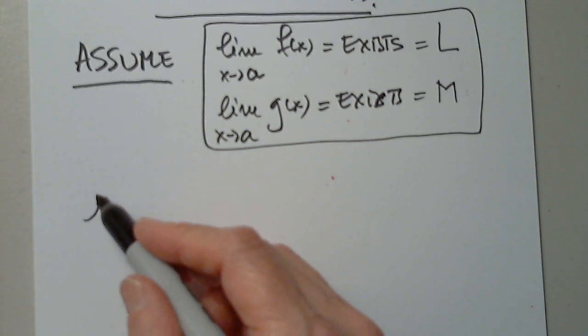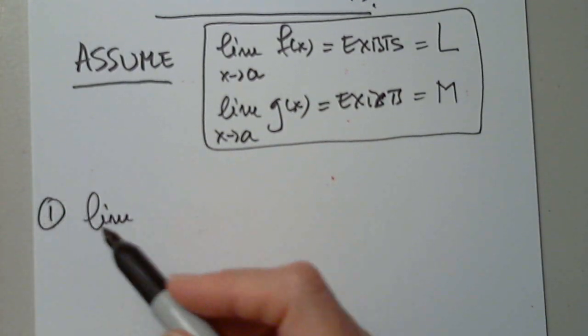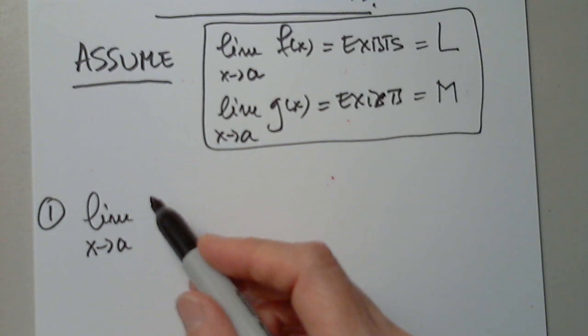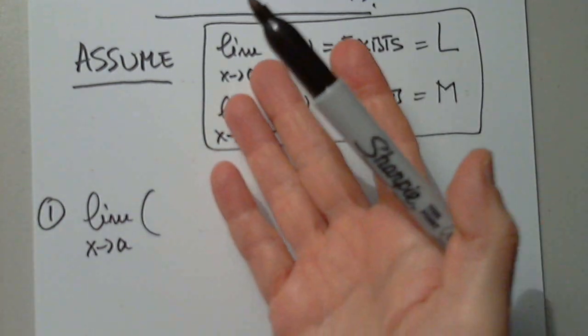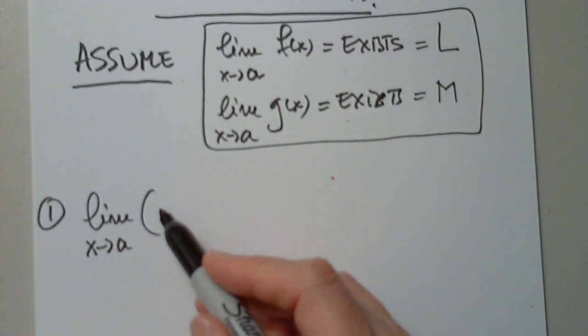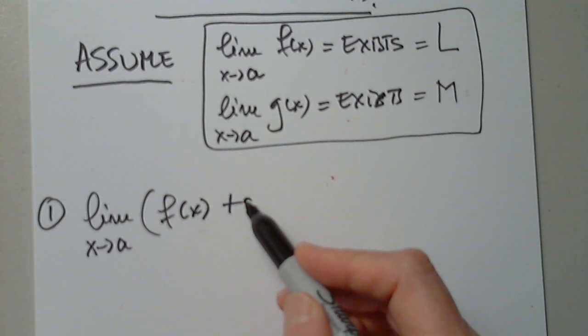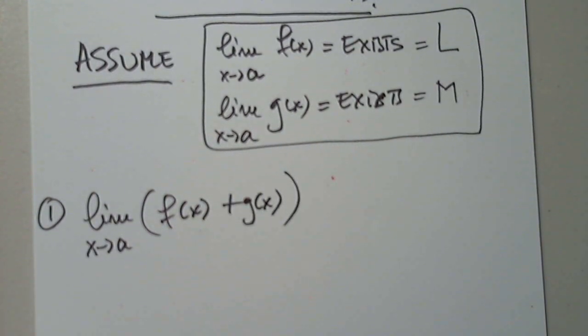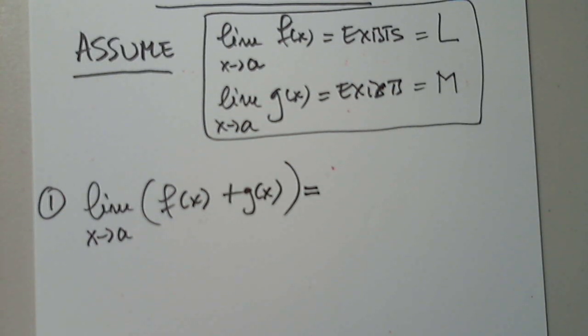Here's the first limit law. Number one: the limit as x approaches a, from either side, it can be from the left or from the right, the same thing, of f(x) plus g(x). What do you think this equals? A wild guess.